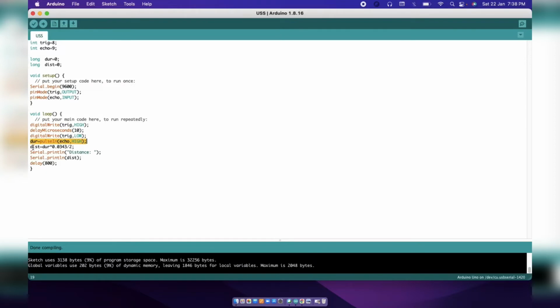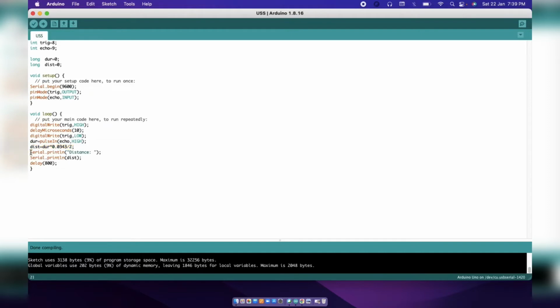So how is the distance calculated? From the above statement I will get a value, that is dur. That will be multiplied, as I said, dur into 0.0343 divided by 2. This formula is used in order to calculate the distance. So after the calculation of distance, it should be printed.